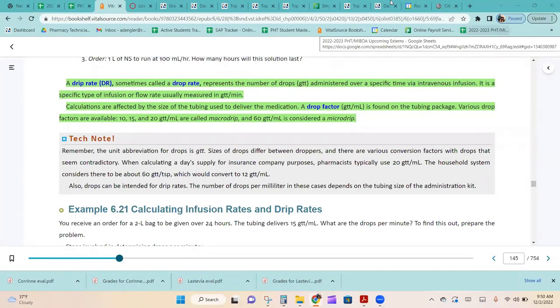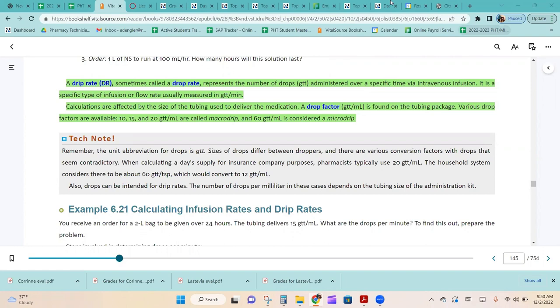A drip rate, sometimes called drop rate, represents the number of drops administered over a specific time via intravenous infusion. It is a specific type of infusion or flow rate, usually measured in drops per minute.